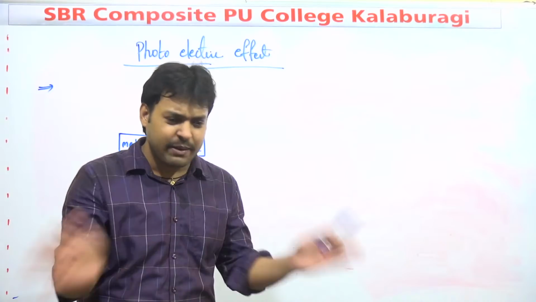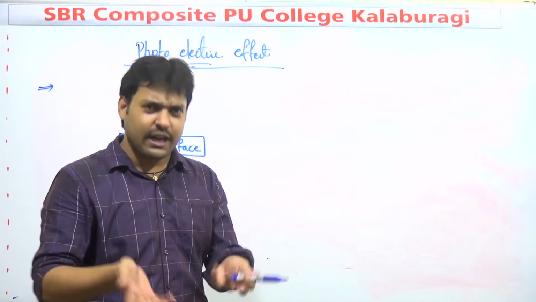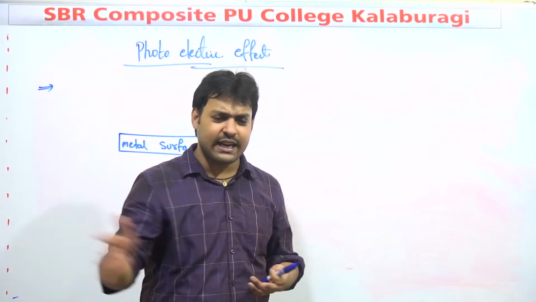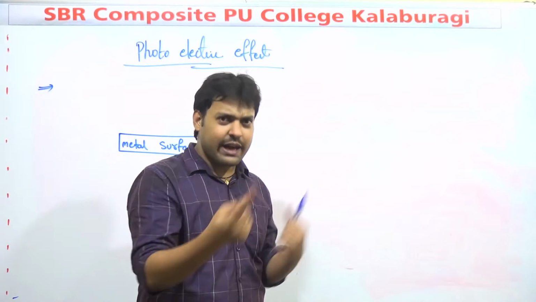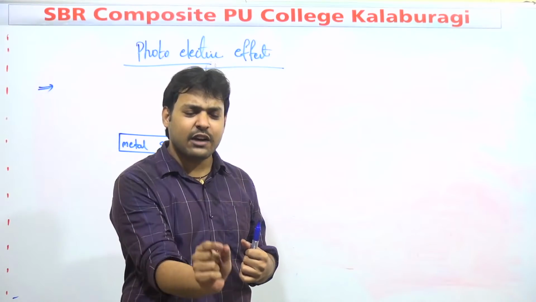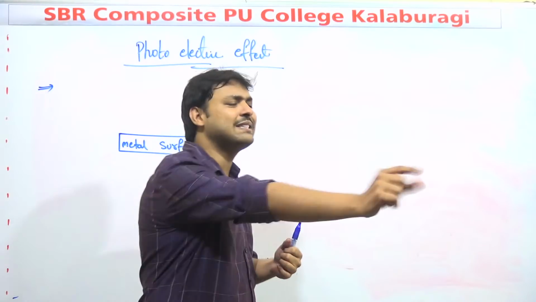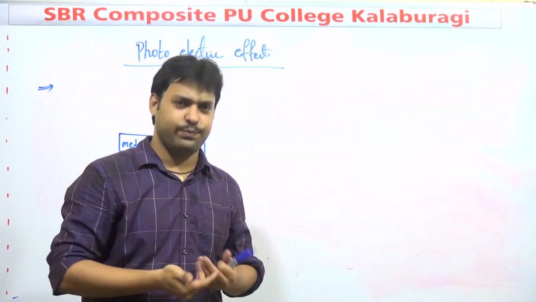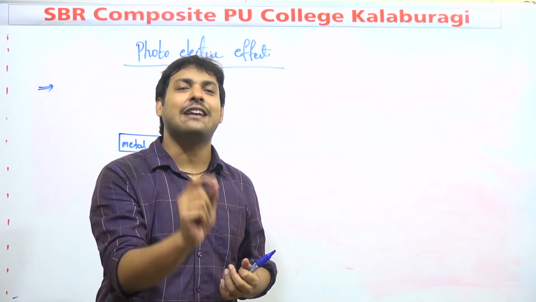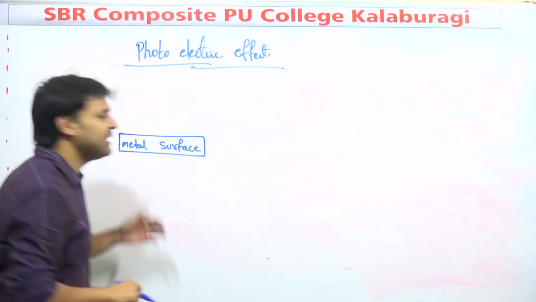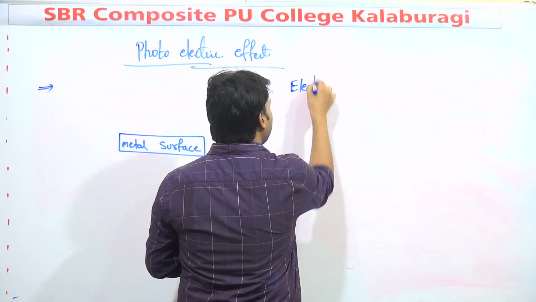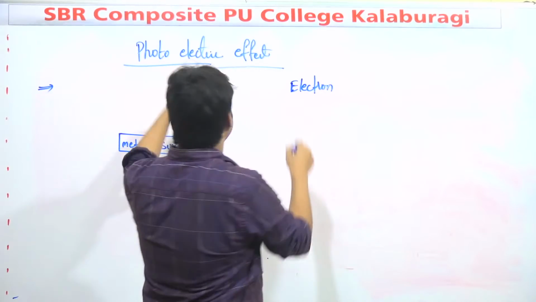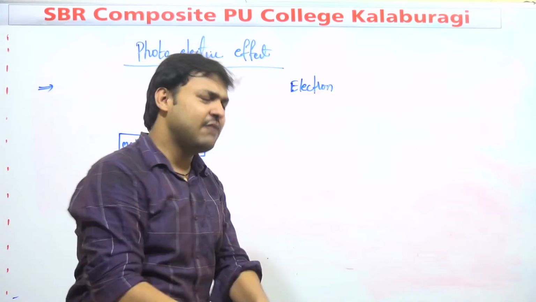So he considered a metal surface. We know that the free electrons will move inside the metal surface. Now he wants that free electron to come out of that metal surface. What can we do? That we call electron emission. First topic here, we have to understand about electron emission. Keep the heading under this photoelectric effect, basic things. Then we will see the observations.